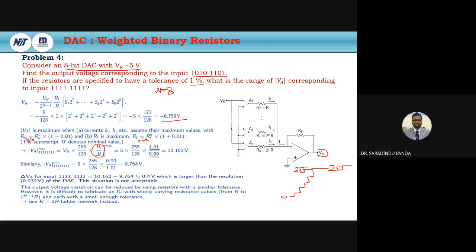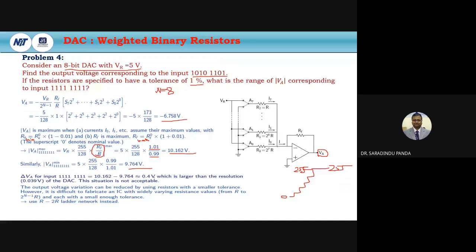Similarly, for VA minimum, RF should be minimum and R should be maximum. So RF minimum means 0.99, and R maximum means 1.01. So this is the maximum value and this is the minimum value. Now for delta VA, the change from maximum to minimum, this is 10.162 minus 9.764. So what will be the value? 0.4 volt.